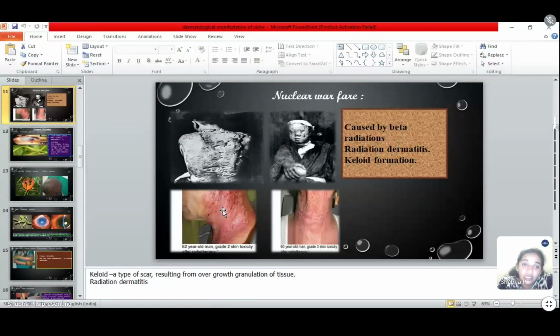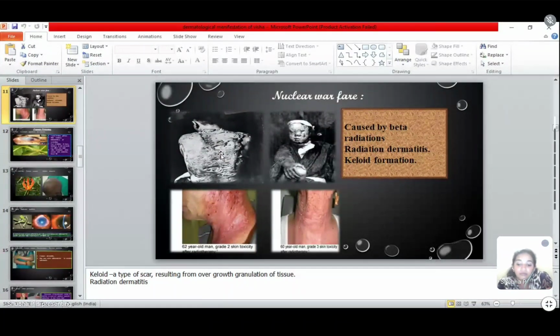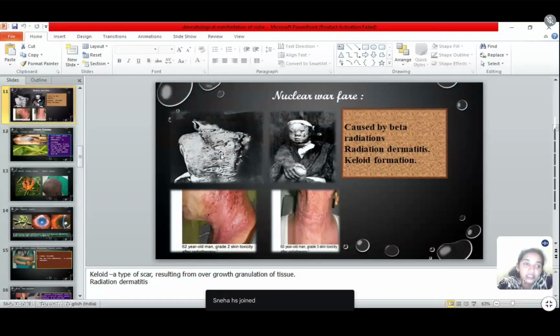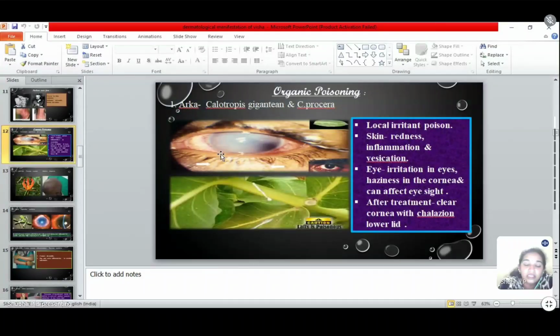Treatment for keloid formation in modern medicine would be excision followed by steroid therapy. Again, in our Ayurveda, you will have to excise it. These are sometimes progressive, and the complication is repetitive occurrence. Recurrence is a problem with keloids. Next, we'll see some organic poisons.